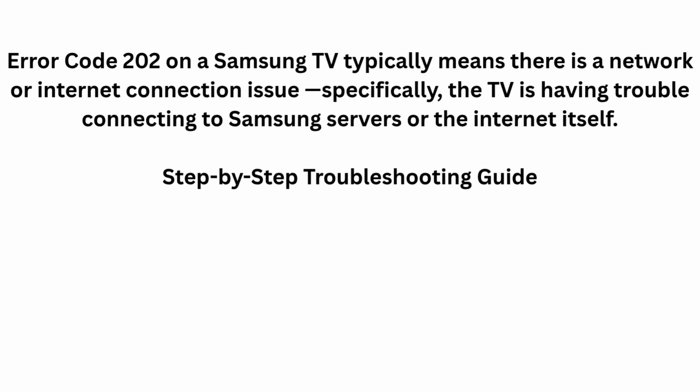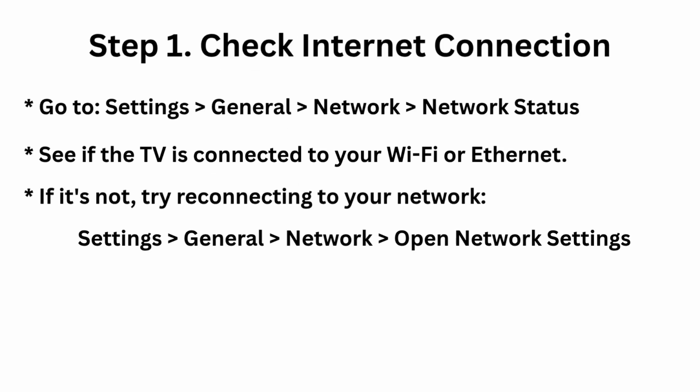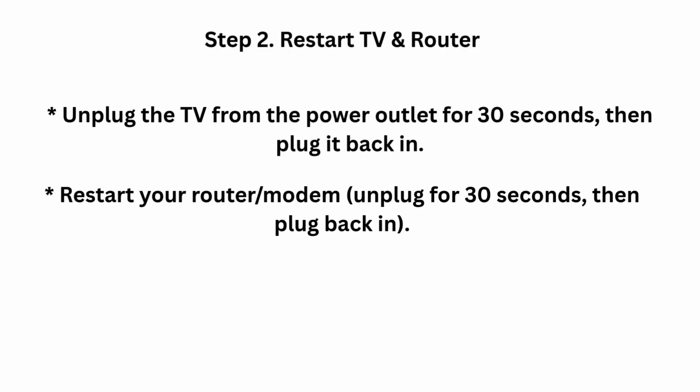Step-by-step troubleshooting guide. Step 1. Check internet connection. Go to Settings, General, Network, Network Status. See if the TV is connected to your Wi-Fi or Ethernet. If it's not, try reconnecting to your network. Settings, General, Network, open Network Settings.